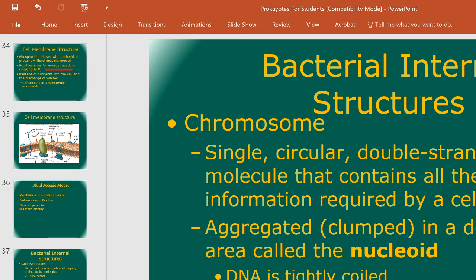The next thing is going to be the chromosome, and this is going to be the DNA of the bacterial cell. Remember, all cells have DNA. Okay. All cells have DNA. Bacterial cells are cells, right?